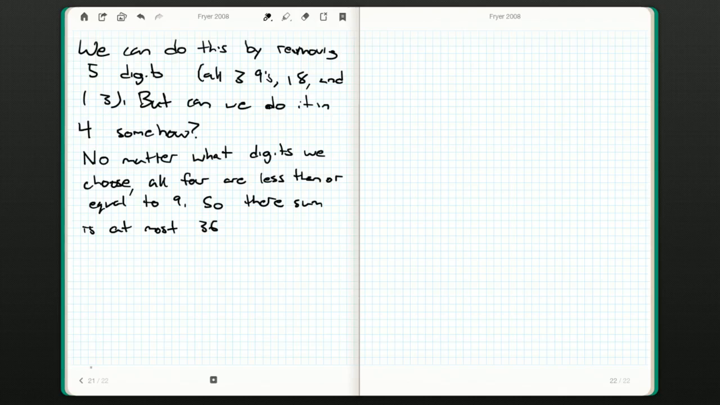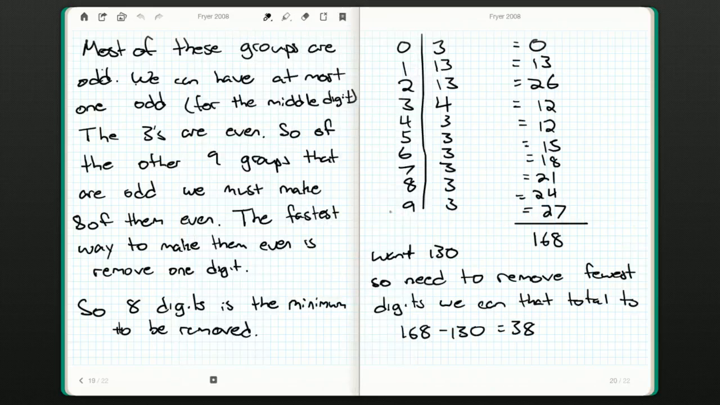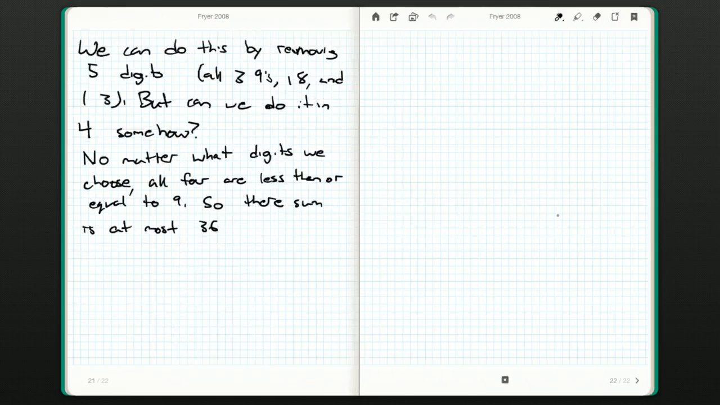Now, if we go back to this table, we know there's no way to actually get 36. You'd have to have 4 9s, and we only have 3 9s. But the point is, we're just trying to show that no matter what you do with 4 digits, you can't get to 38. And so, if at best each digit is 9, even if that doesn't actually reflect our reality, then at best the sum is going to be 36, which will never ever be 38. So we'll never get enough.